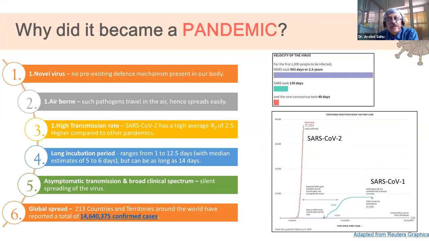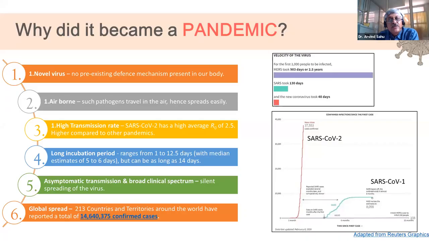I mean, coronaviruses are there, they are zoonotic viruses, they do jump, and they have been jumping, and we know earlier MERS and SARS-CoV-1, and also there are seasonal coronaviruses which you see in Hong Kong. So what was so peculiar about this particular virus that it became a pandemic? So I tried to jot down a few things.